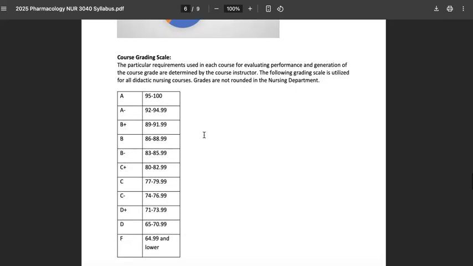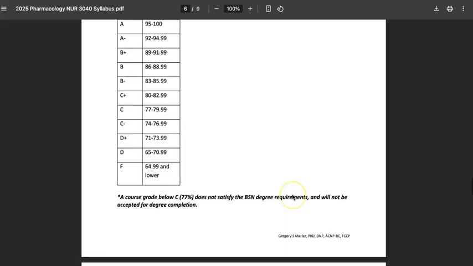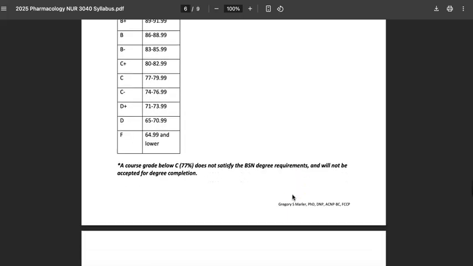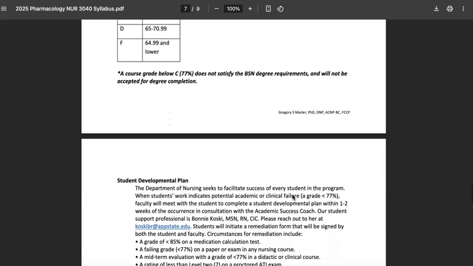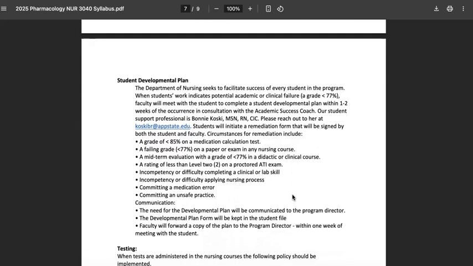And this is the grading scale that you've already seen. Any grade below a 77 does not satisfy the BSN requirements, and we'll have to do some work on that.